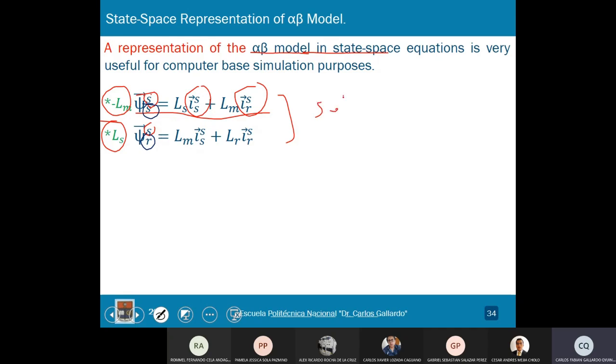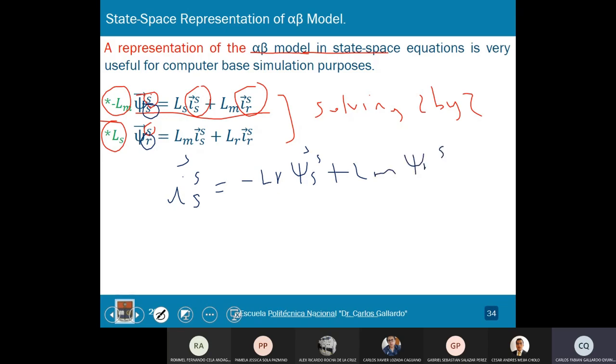So solving these 2 by 2 equations, I will get the stator current space vector equal to the negative rotor inductance times the stator flux space vector, plus the magnetizing inductance times the rotor flux space vector, over the magnetizing inductance square minus the rotor inductance times the stator inductance.